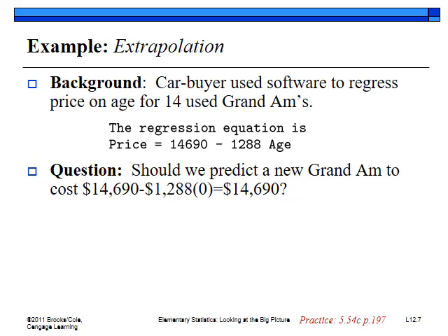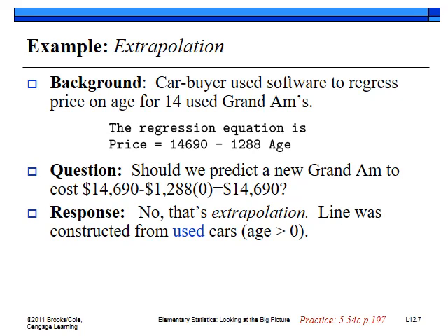Just because the line predicts that the price of a 0-year-old Grand Am is $14,690, that does not mean that we predict that a new Grand Am costs $14,690. The reason is we used used cars to get that regression equation. All of the ages were greater than 0. Going back to an age of 0 would be extrapolation.